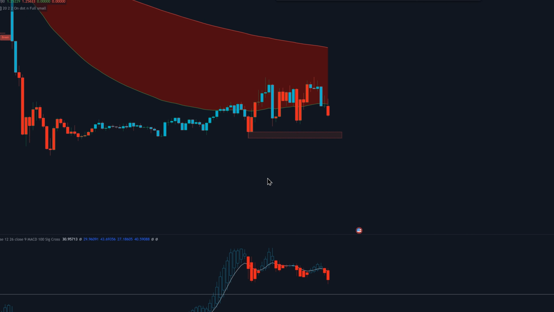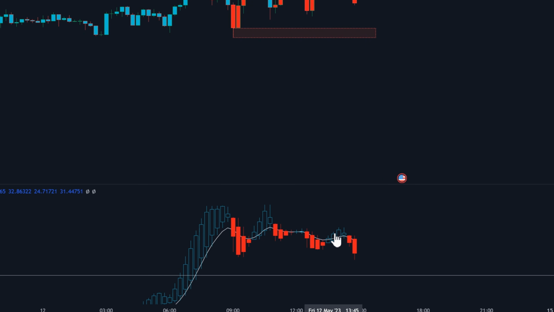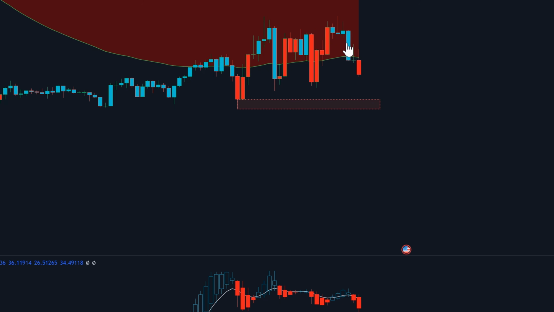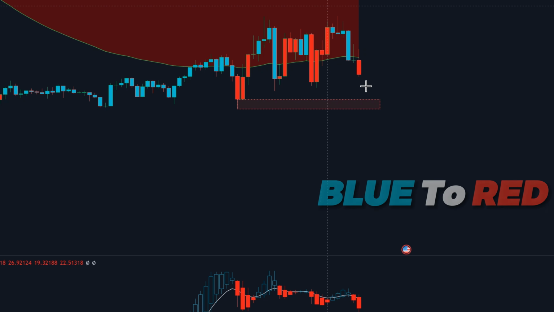Now, to enter a short position, we're gonna do the opposite of everything we did here. Let me show you. First, we need the MACD Heiken-Ashi candles to cross below the MACD signal line, and that crossover needs to happen above the midline. If you're not sure whether the crossover has happened, you can just look at the candles. Whenever the candles change color from blue to red, that indicates a MACD crossover.